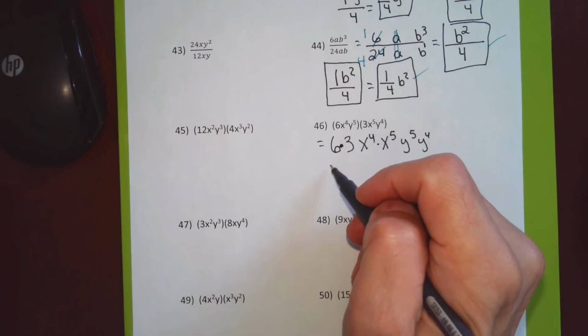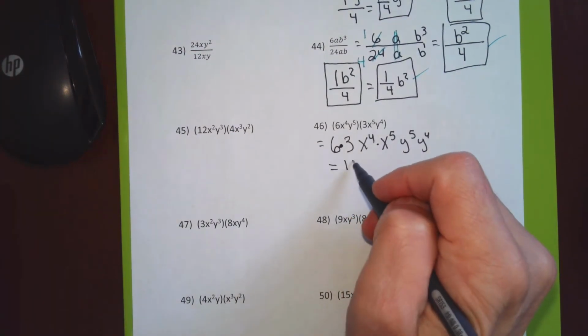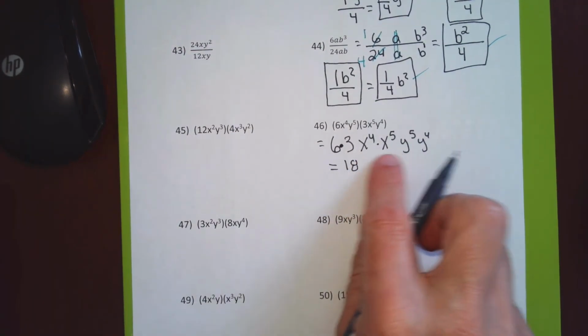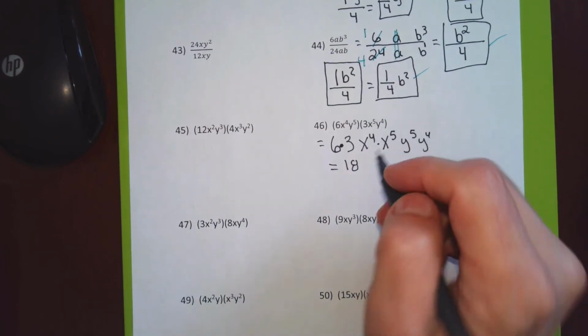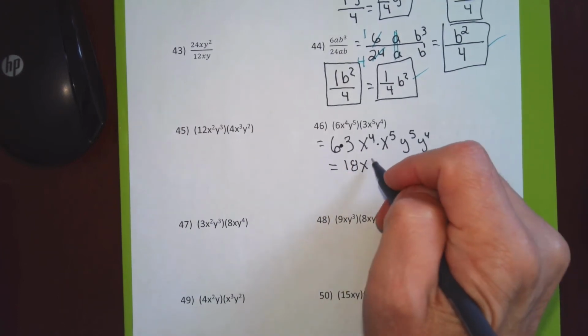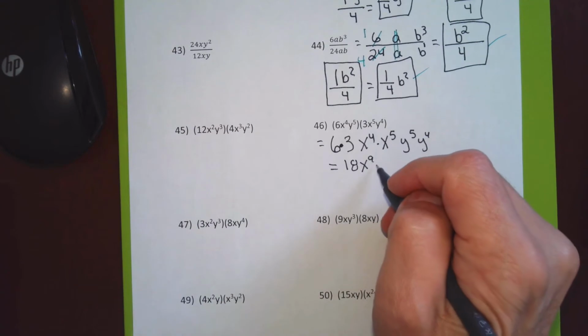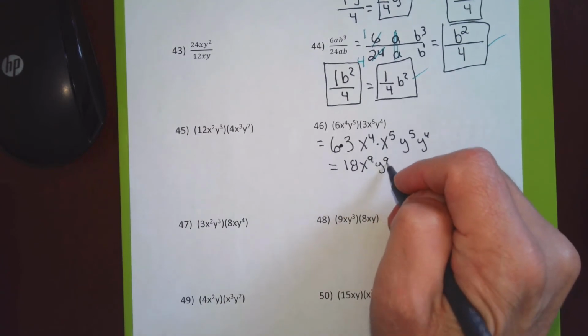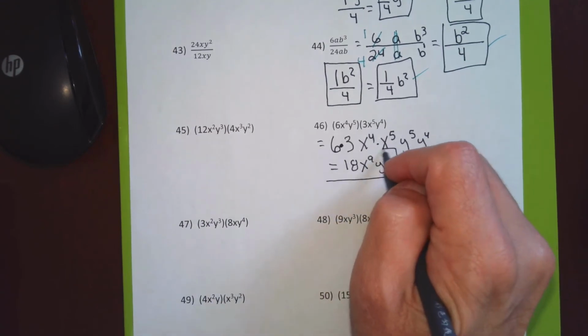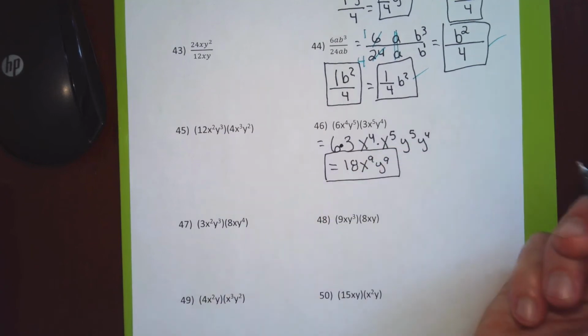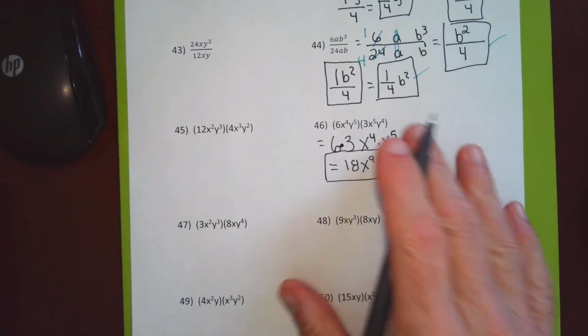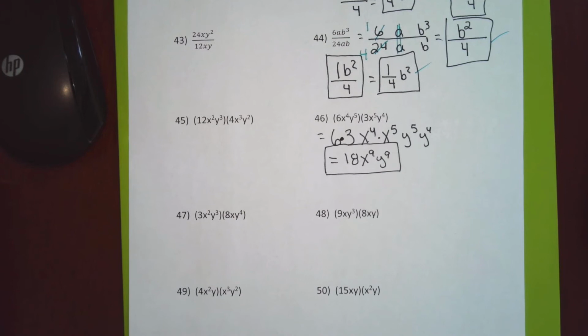6 times 3 is 18. I'm going to use rule 1 for the x's. I'm multiplying terms that have the same base, so I add the exponents. And I'm going to use rule 1 for the y's, add the exponents. Usually when we have more than one variable in an answer, and letters are interchangeable, they mean the same thing for us, I guess, I usually write the letters alphabetically, so the x before the y.